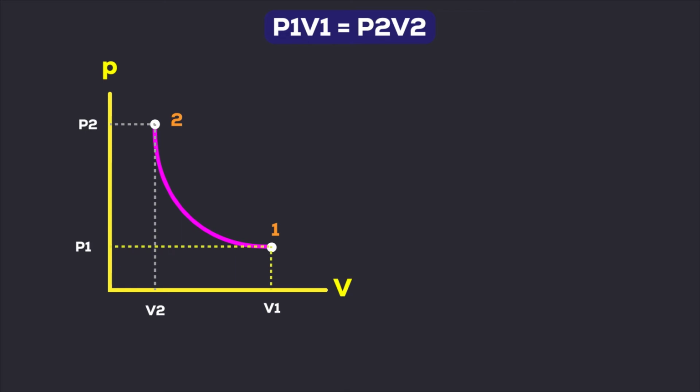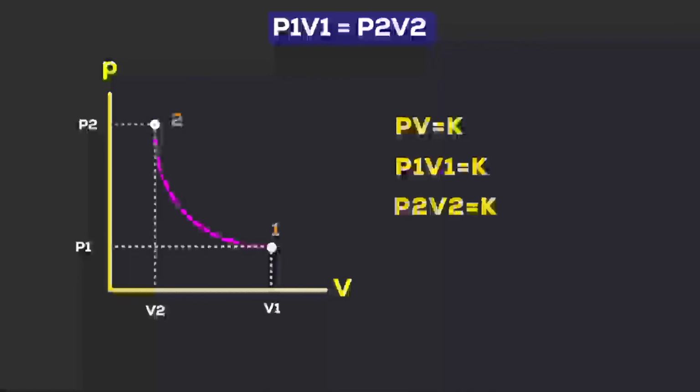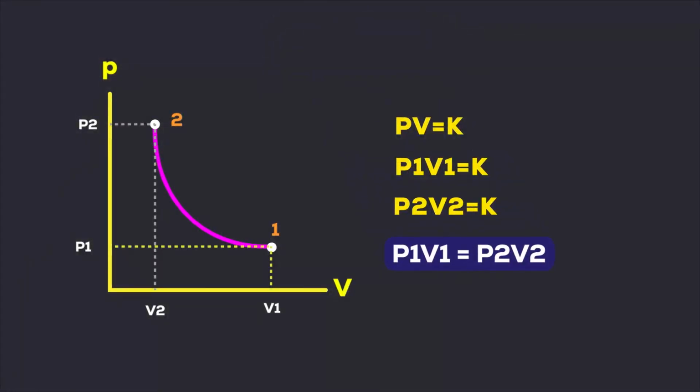This expression can be obtained from the pressure-volume relationship suggested by Boyle's law. For a fixed amount of gas kept at a constant temperature, PV equals K. Therefore, P1V1 equals K, P2V2 equals K. So P1V1 equals P2V2.